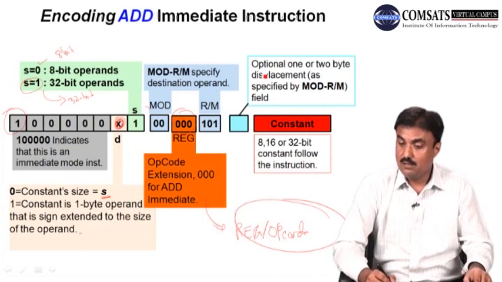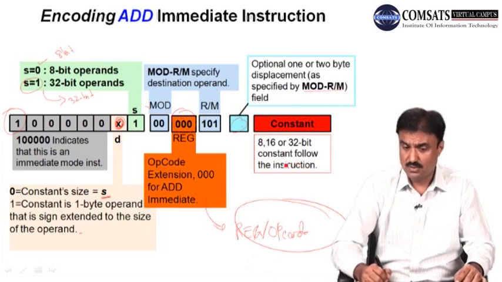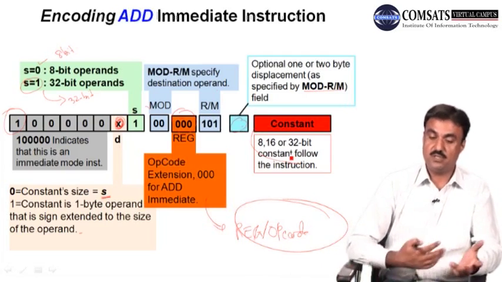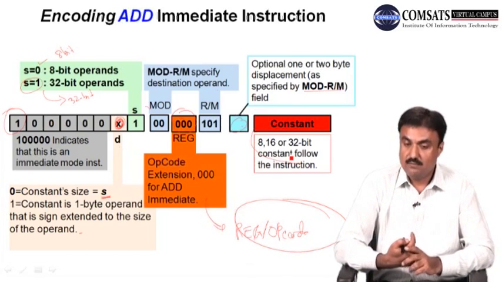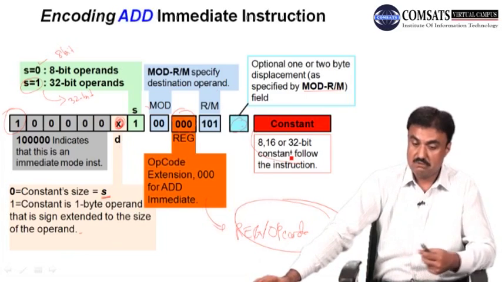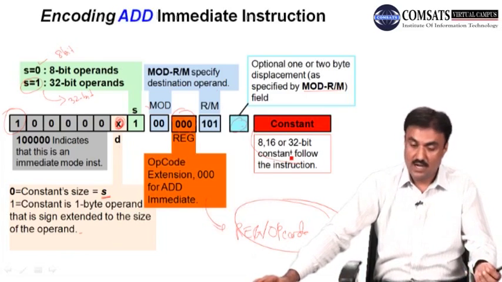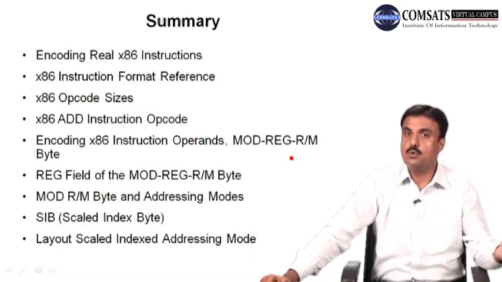So here the optional 1 or 2 byte displacement, as specified in the MOD-REG-RM field, will be added at this point. So mod is equal to 00 and RM is equal to 10, which specifies the destination operand, and then at this point there will be a constant, either a 16-bit or 32-bit constant, that will be used here. You can use any constant and see what will be the bit pattern of the opcode for this ADD immediate instruction. You can use any register, add any value, and just see what the value will be.